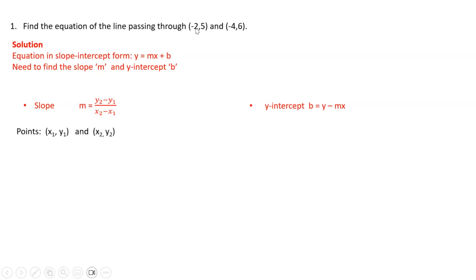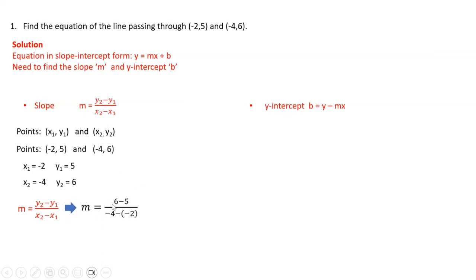Now, I'm going to call the first point, negative 2, 5, point 1, and negative 4, 6, point 2. So my x1 is negative 2, my x2 is negative 4, my y1 is 5, and my y2 is 6. I'll just plug it into the formula. We're going to have 6 minus 5 divided by negative 4 minus negative 2. The answer will be negative 1/2. So I found my m, my slope.